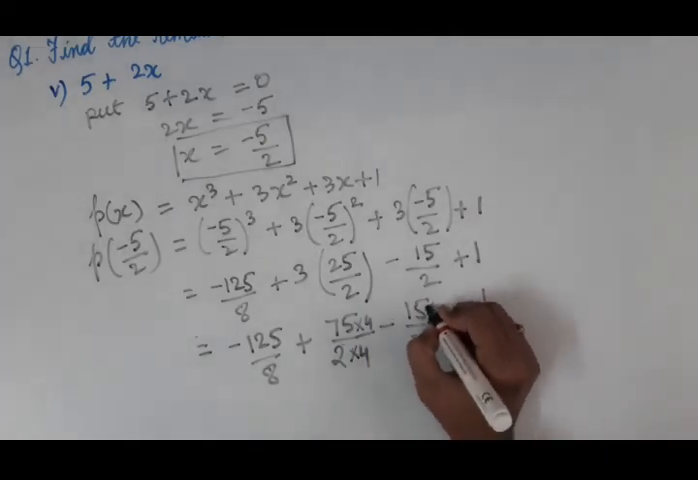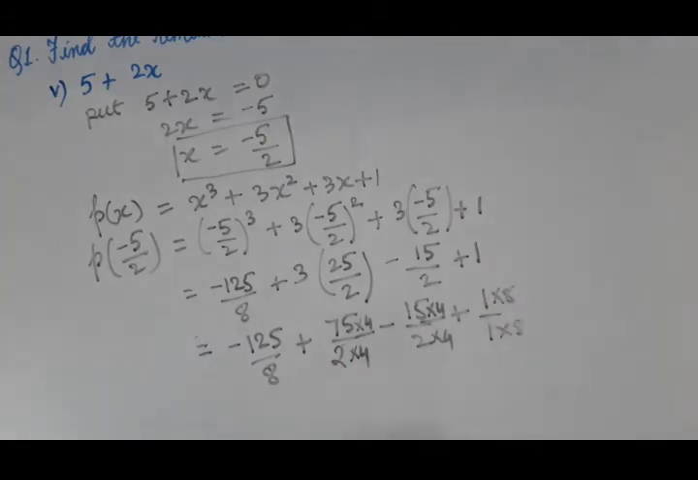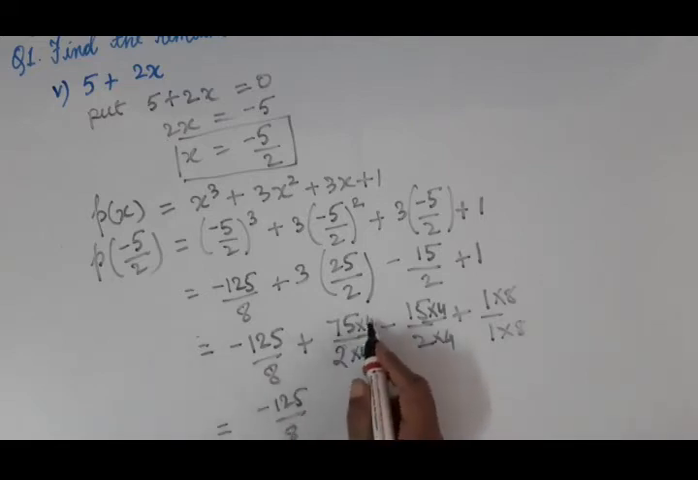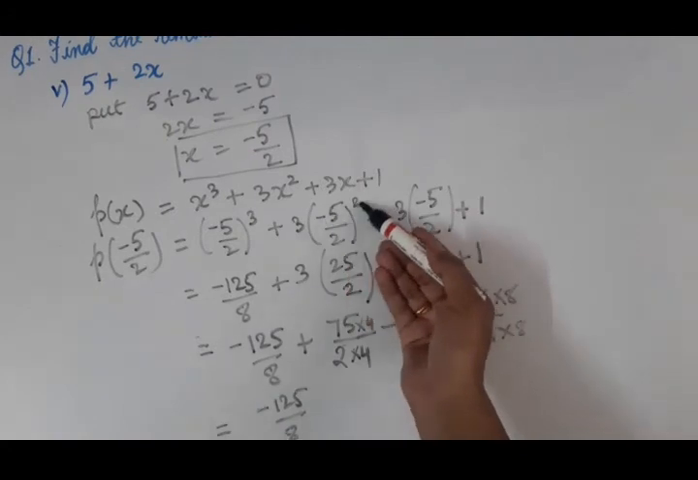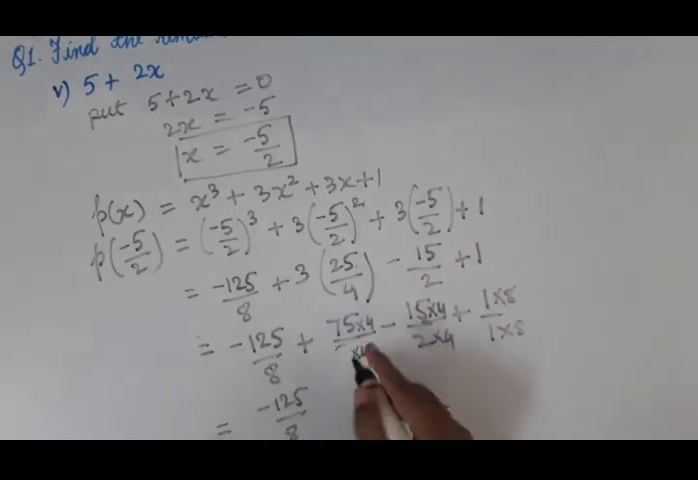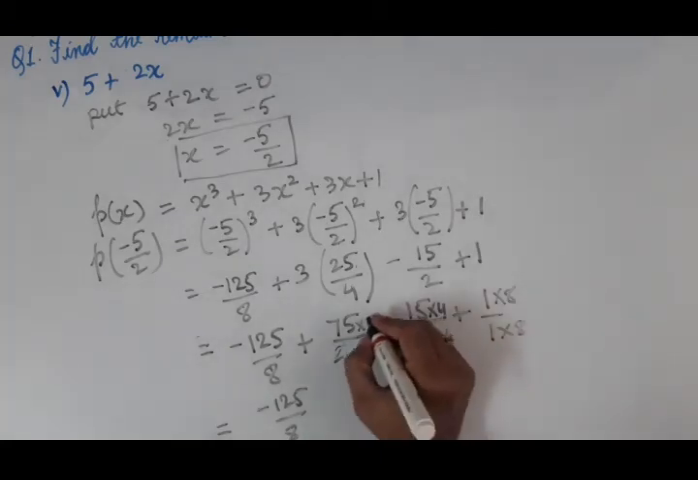Here also, and here to make it 8, I have to multiply with 8. Okay, so what will be the answer now? So the next step will be minus 125 upon 8, 75 into 4, you will get, so I made a mistake here, minus 5 square is 25 and 2 square is 4. So here it will be 4, and to make it 8, I have to multiply with 2. So the numerator also with 2.